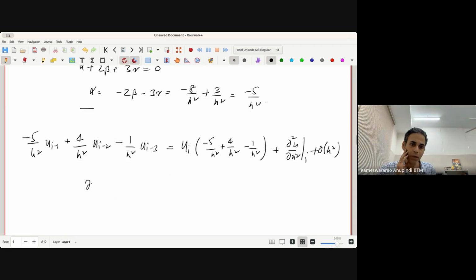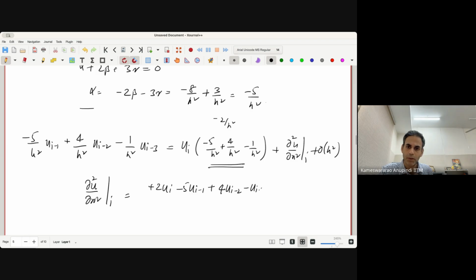Okay, that means I can now write my dou square u by dou x square at I to second order accuracy as, how much will this be? This will be minus 4 plus 3. This is going to be minus 2 by h square. Okay, so that's going to be 2 ui minus 5 ui minus 1 plus 4 ui minus 2 minus ui minus 3, divided by h square. 6 minus 6.